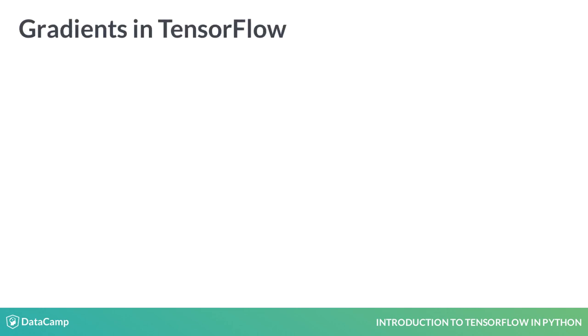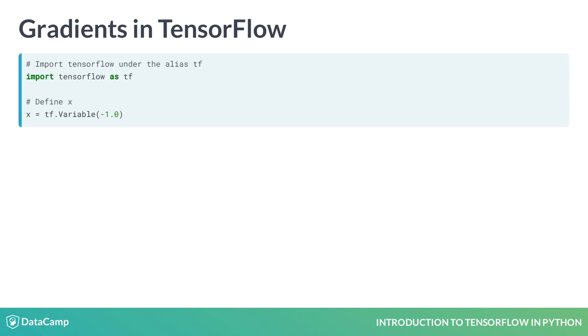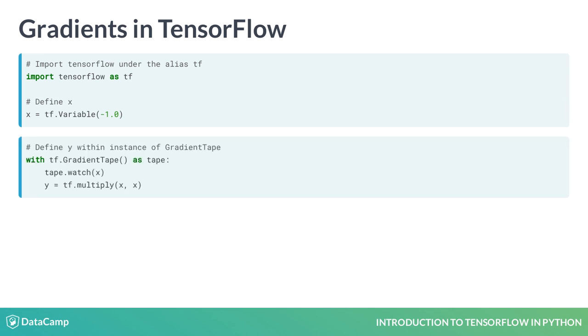Let's use TensorFlow to compute the gradient. We will start by defining a variable x, which we will initialize to minus 1.0. We will then define y to be x squared within an instance of gradient tape. Note that we apply the watch method to an instance of gradient tape and then pass the variable x. This will allow us to compute the rate of change of y with respect to x.